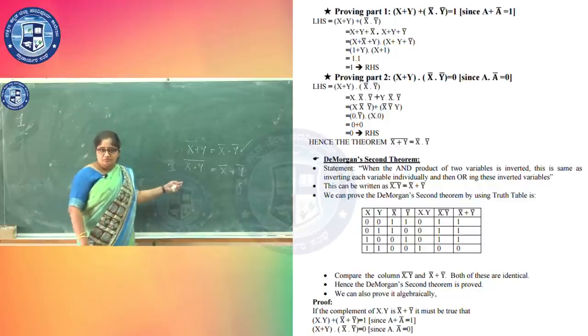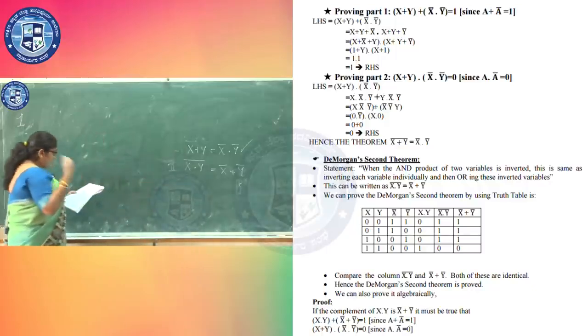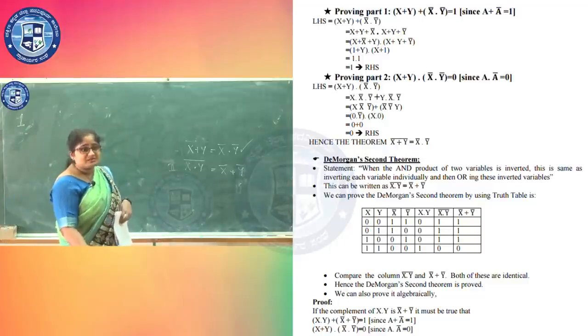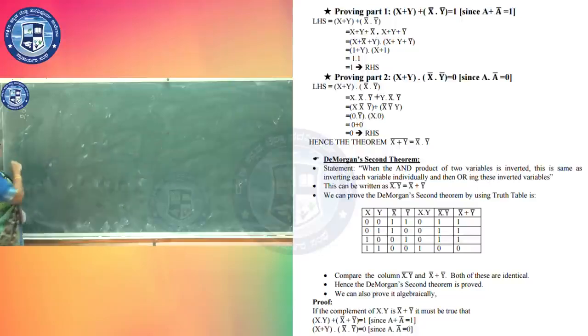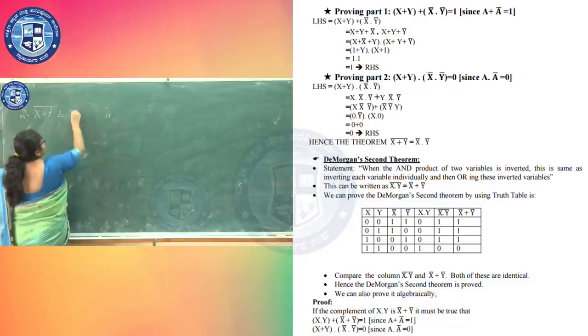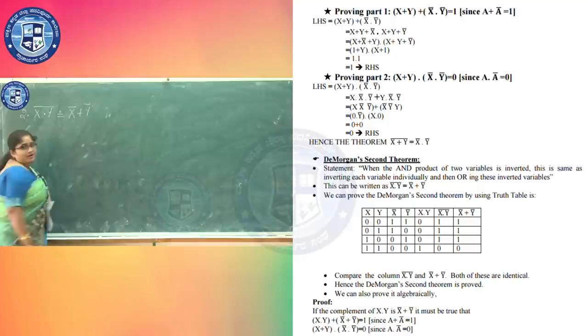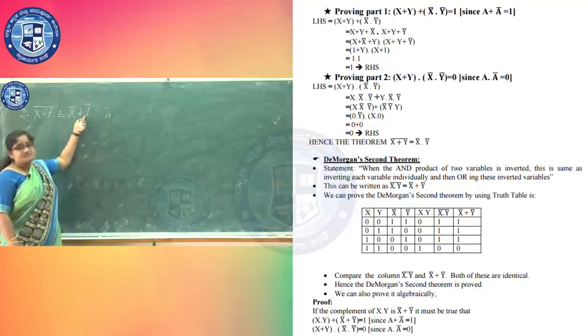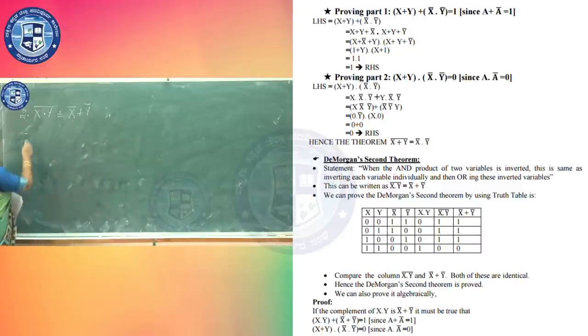Now we will have to prove this one, so please look at the notes over there. We can prove the second De Morgan's theorem using the truth table. The AND product of x and y is inverted, and it is equivalent to inverting each variable and ORing them. So we shall have the truth table proof first.